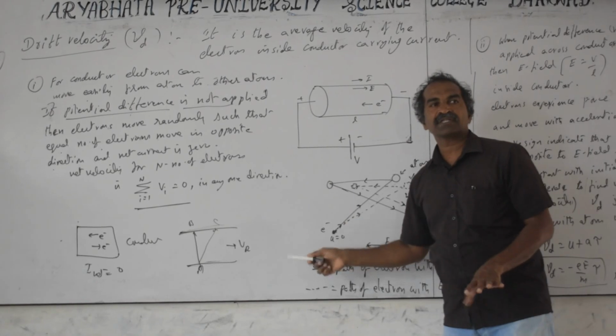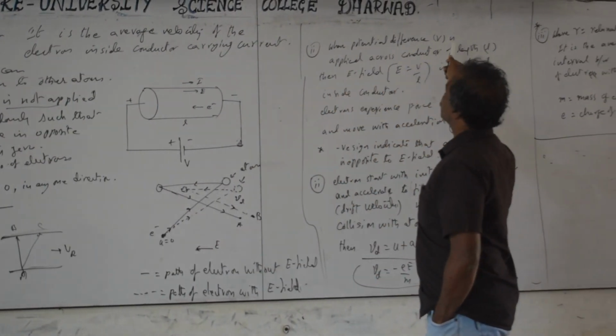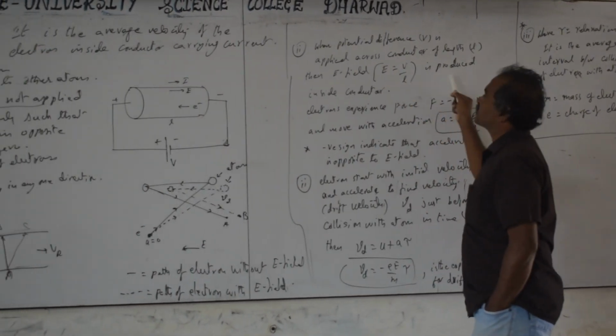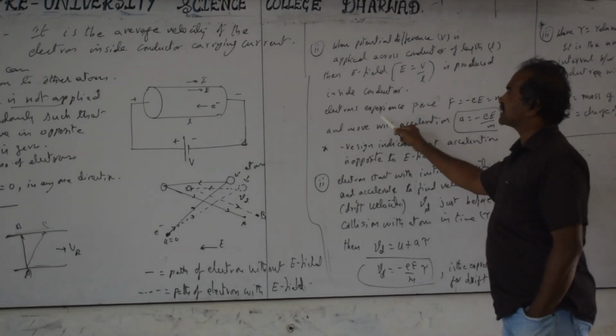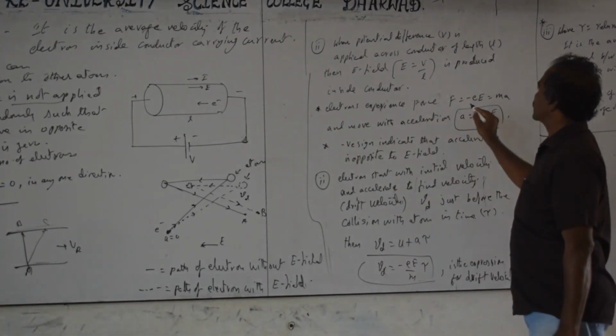What happens when a potential difference is applied, and what is important for the drift velocity. When a potential difference V is applied across a conductor of length L, an electric field E equal to V by L is produced inside the conductor. Then electrons experience a force F equal to QE.